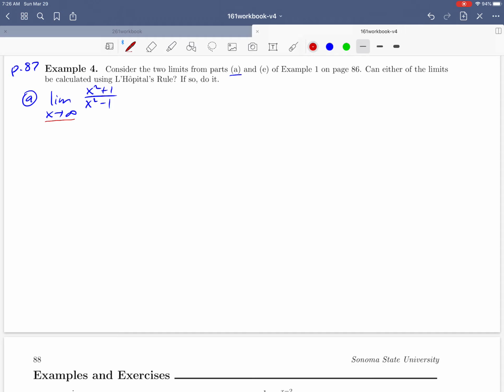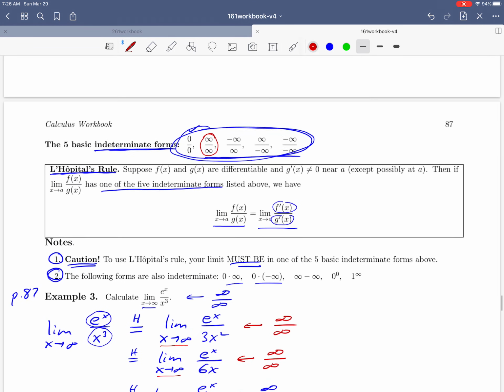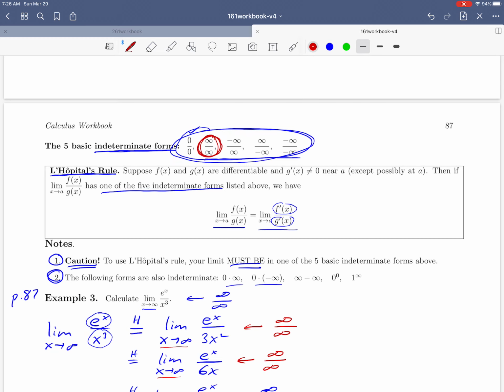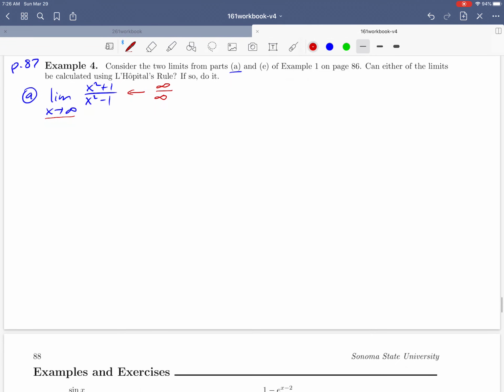Well, it comes down to the question of, is this one of our 5 indeterminate forms? So as x goes to infinity, how is our function behaving? On the numerator, x squared plus 1 gets big as x approaches infinity, so that numerator is headed off to infinity. And the denominator, same deal. If x gets really, really big, x squared minus 1 is going to go off to infinity. If we take a quick look back at the top of the page, infinity over infinity is one of our 5 forms, which means that we can use L'Hopital's rule to do this limit.